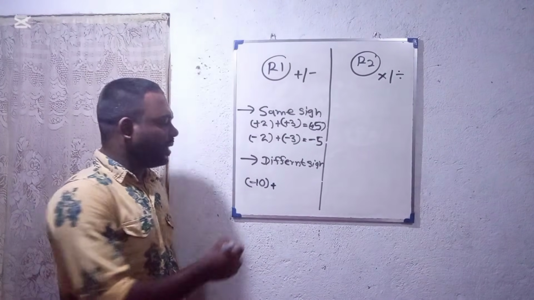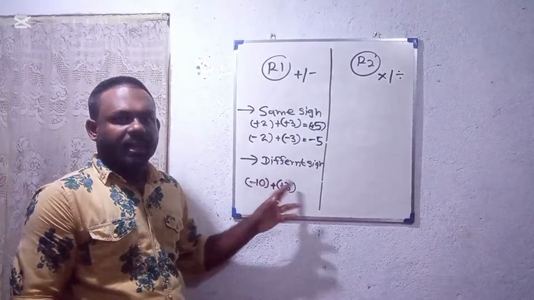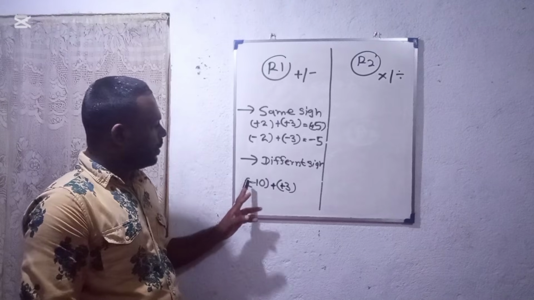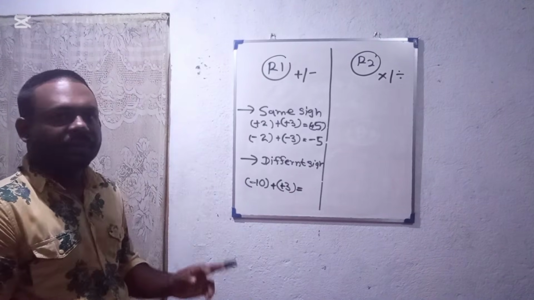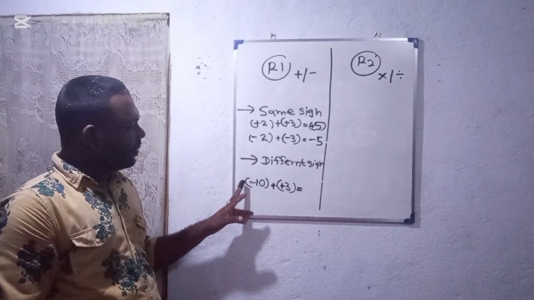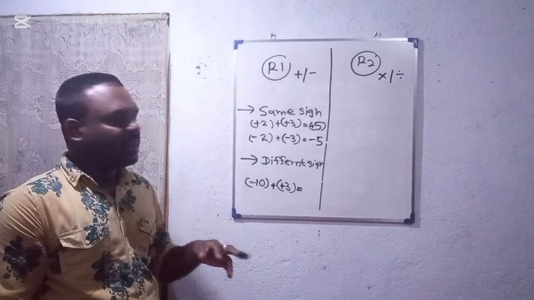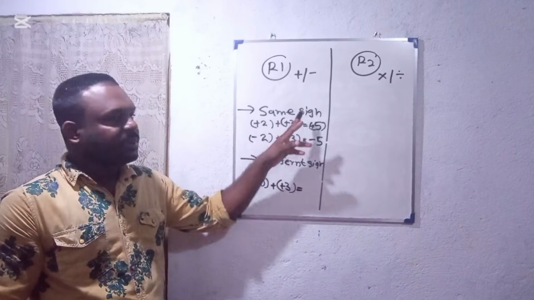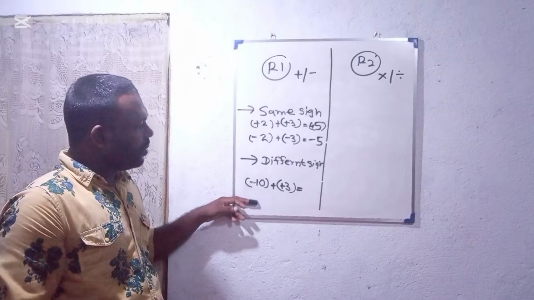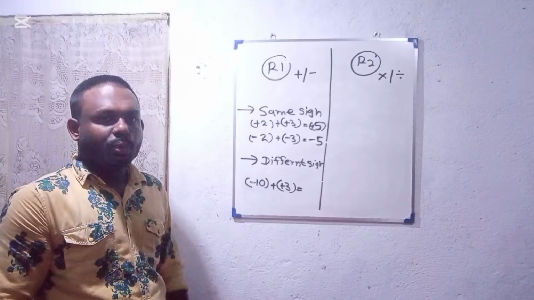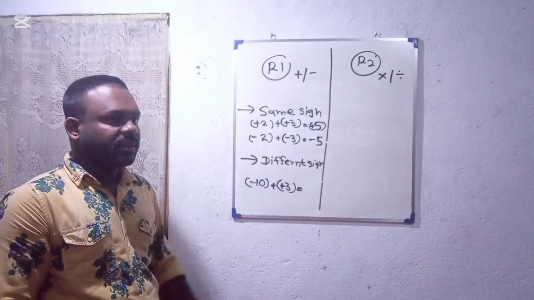Then I select plus 3, just like 3 boys. Now how do I simplify these? In the different sign case, we subtract and put the higher sign. Just forget the signs. In all cases we forget the signs and do the operation. In the same sign case we add and put their sign. Here, with different signs, we subtract and put the highest sign. Subtract 10 minus 3.